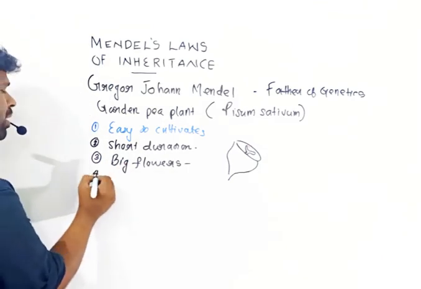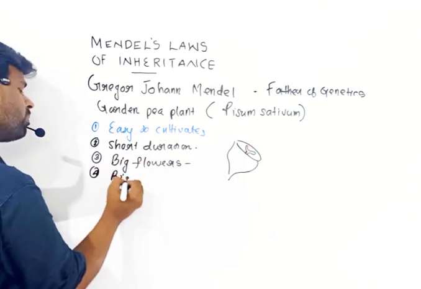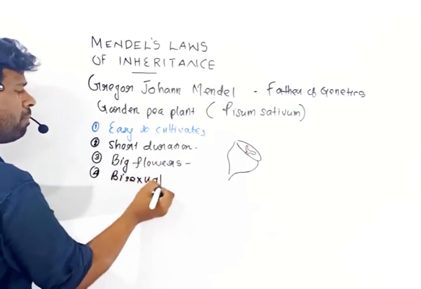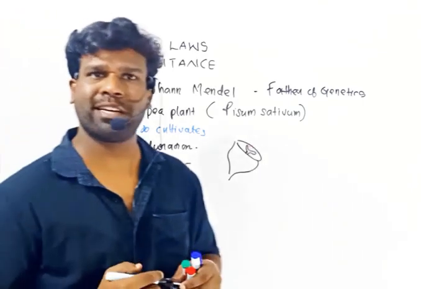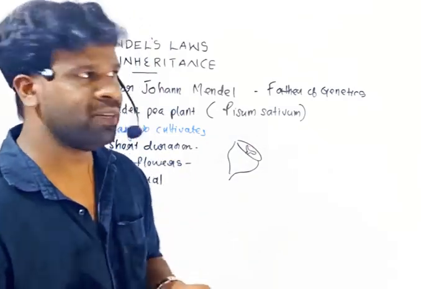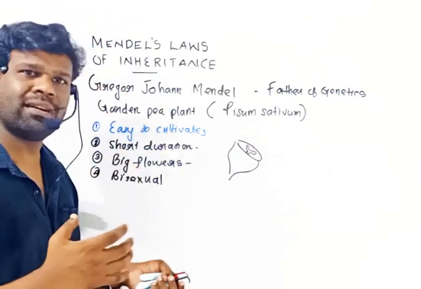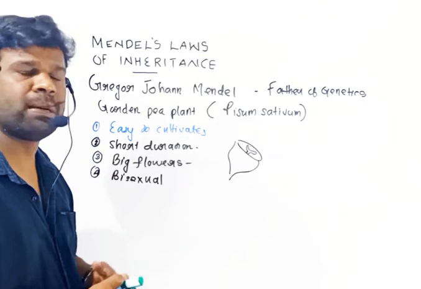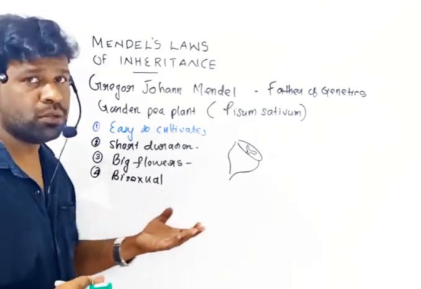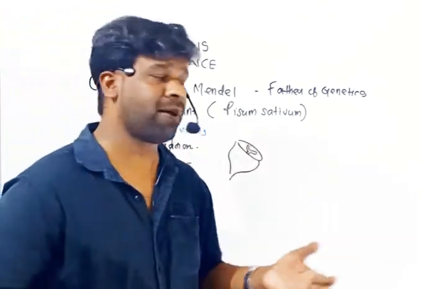Then, the flowers are bisexual, so self-pollination is possible. This bisexual condition allows self-pollination. They are bisexual, so self-pollination was possible in this plant.